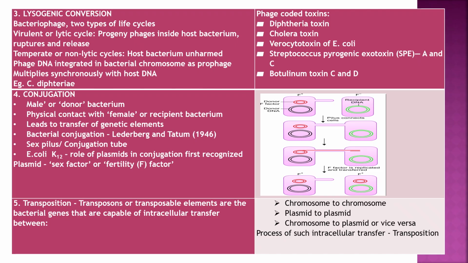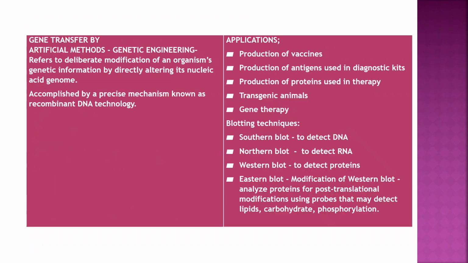Transposons or transposable elements are bacterial genes that are capable of intracellular transfer between chromosome to chromosome, plasmid to plasmid, chromosome to plasmid, and vice versa. The process of such intracellular transfer is called transposition. Gene transfer by artificial methods is called genetic engineering.